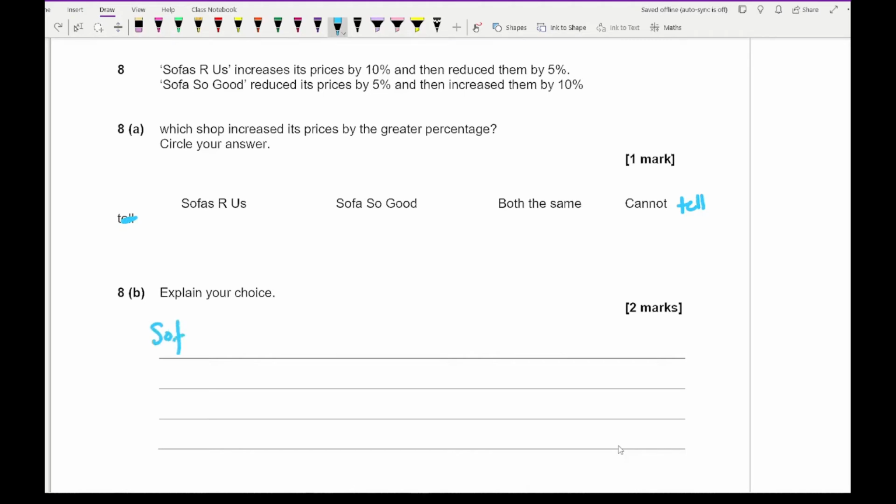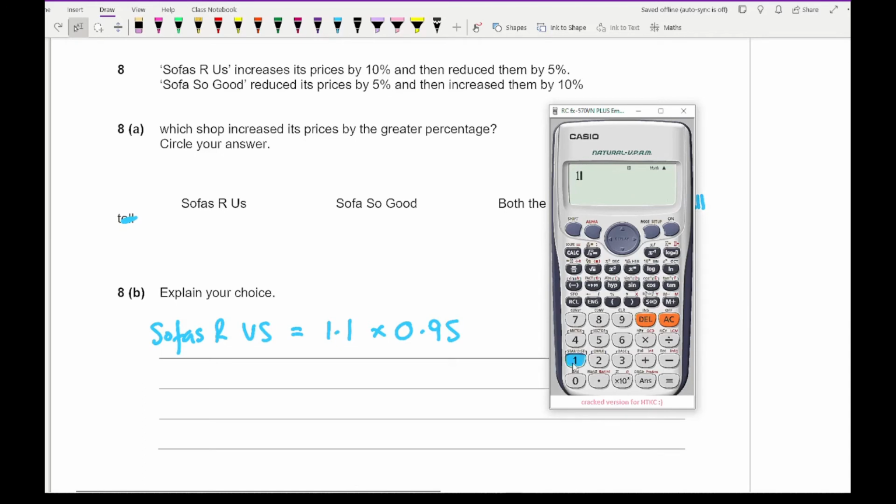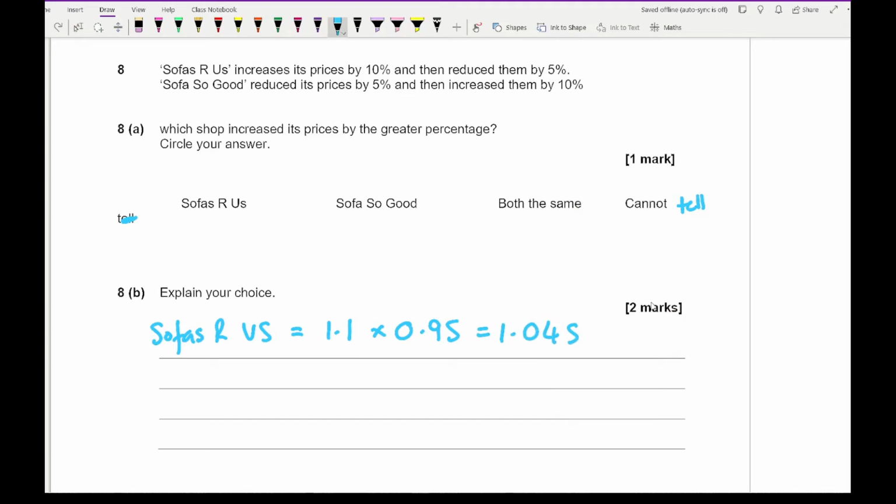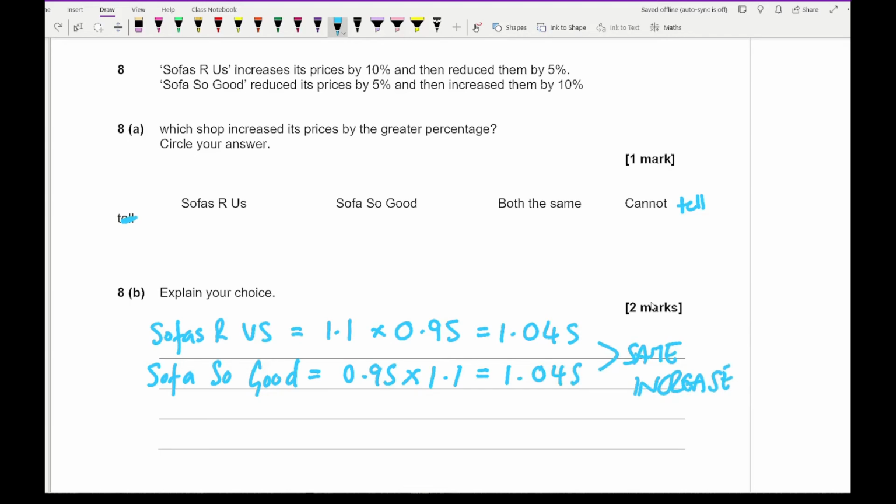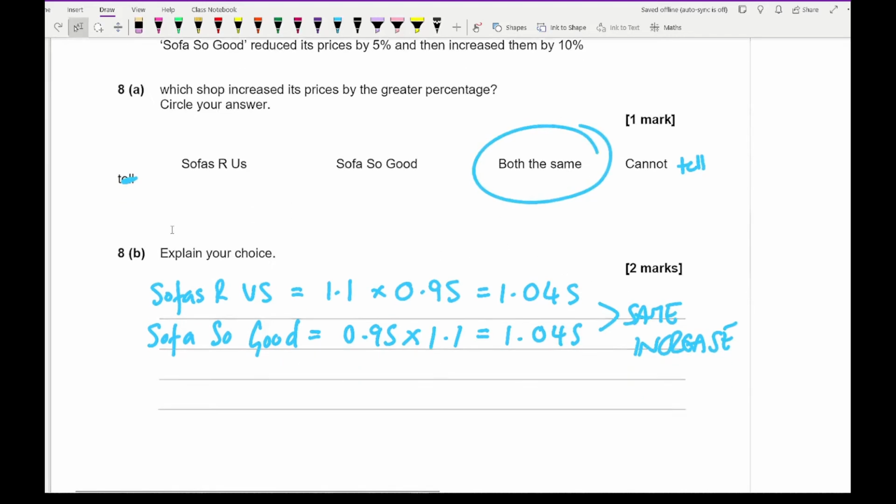So in terms of Sofas R Us, an increase of 10% is 1.1, multiplied by a decrease of 5%, which is 0.95. If we get the calculator and work that out, 1.1 times 0.95 equals 1.045, which is a 4.5% increase overall. Now for Sofas So Good, I do 0.95 times 1.1, which is also going to give me 1.045. So as you can see, they are the same increase. So I need to go for the option that says both the same.